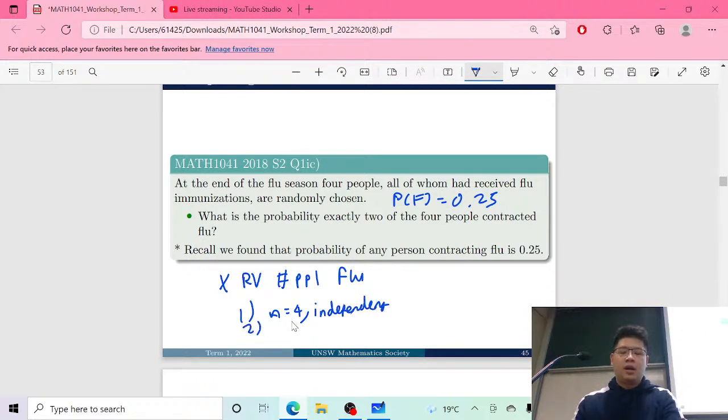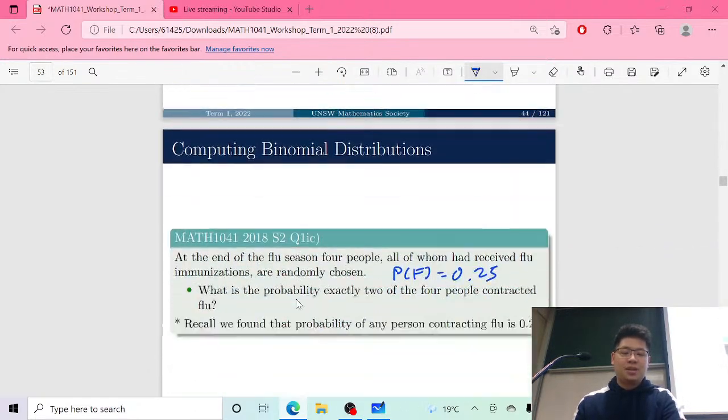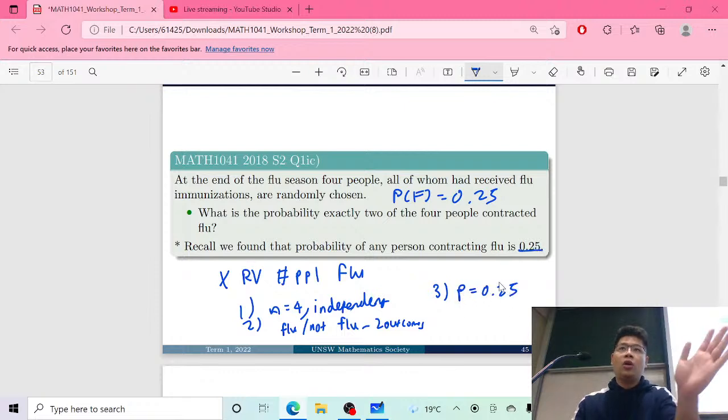Criteria 2, what's the second criteria? It has 2 outcomes, because each person can either have flu or not flu. And the third one is that the probability of you getting flu is always going to be 0.25. So your p is consistent for all the different trials, so all the different people. Bam. Once you've satisfied these three criteria, then you know that x follows a binomial distribution.